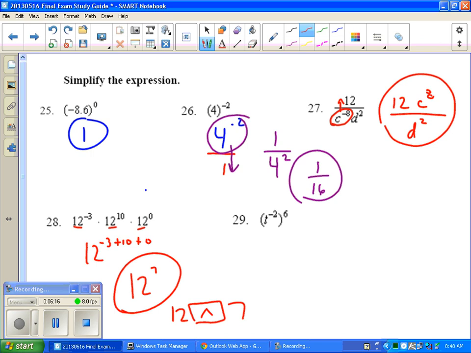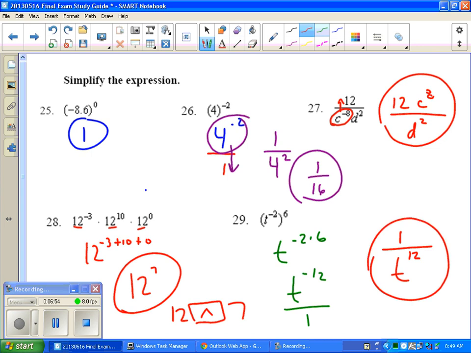Number 29, the difference between 28 and 29 is that in 28 you are multiplying the same bases, so you added the exponents. For 29, it's raising an exponent to an exponent. So now it's t to the -2 times 6. You multiply them in this case. That becomes t to the -12. And remember, just like on number 26 and 27, a negative exponent has to ride the elevator. Everything's over 1. So this t has to go from the top to the bottom. So 1 stays at the top. T goes to the bottom. -12 becomes +12. 1 over t to the 12th. That's all you can do for 29.